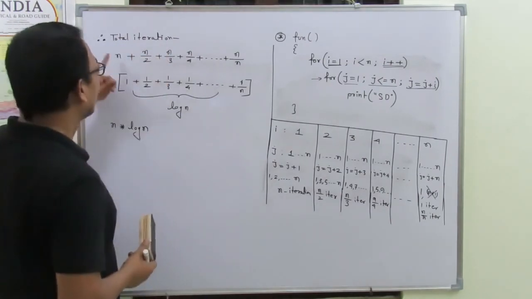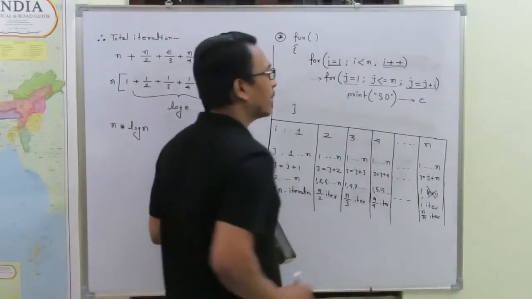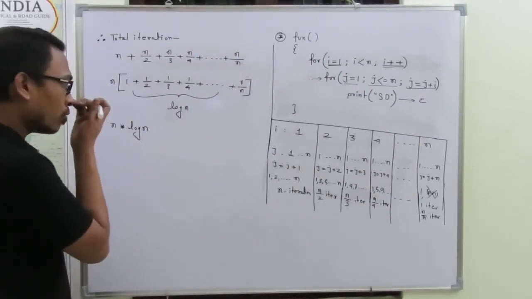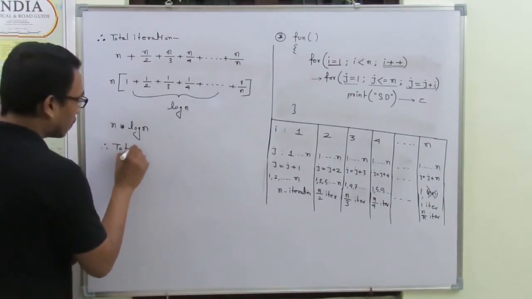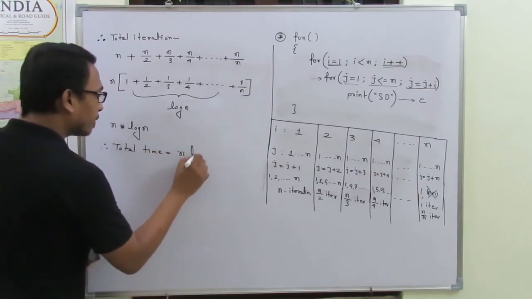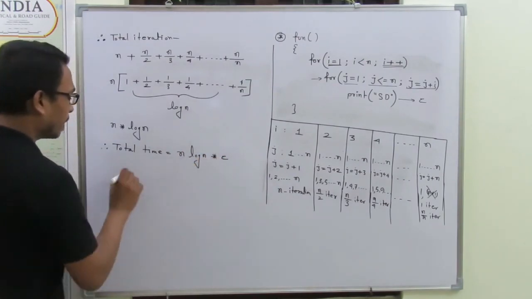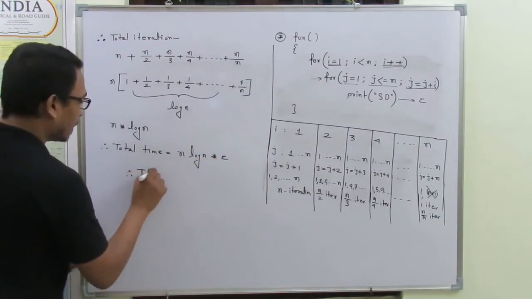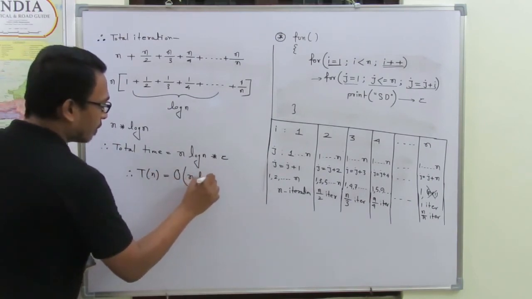Now each of these iterations will take only constant time because of this particular statement. So what will be the total time? Therefore the total time will be n log n into c. Therefore the time complexity will be order of n log n.